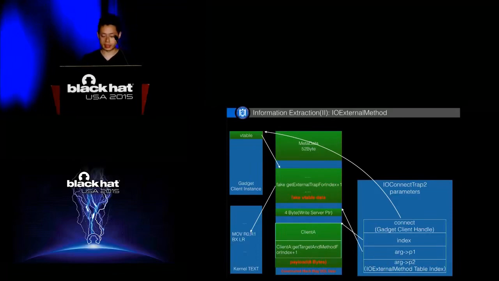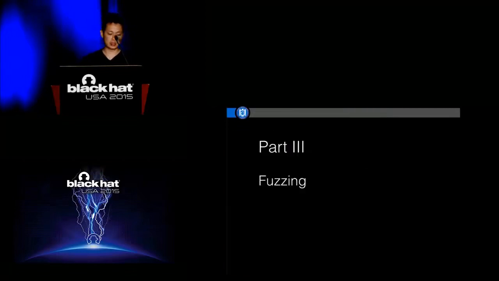So we can get the whole IO external method table by calling IOConnect trap tool with different indexes. But now, all the information extraction is done. And next, we use the information to craft our fuzzing application.